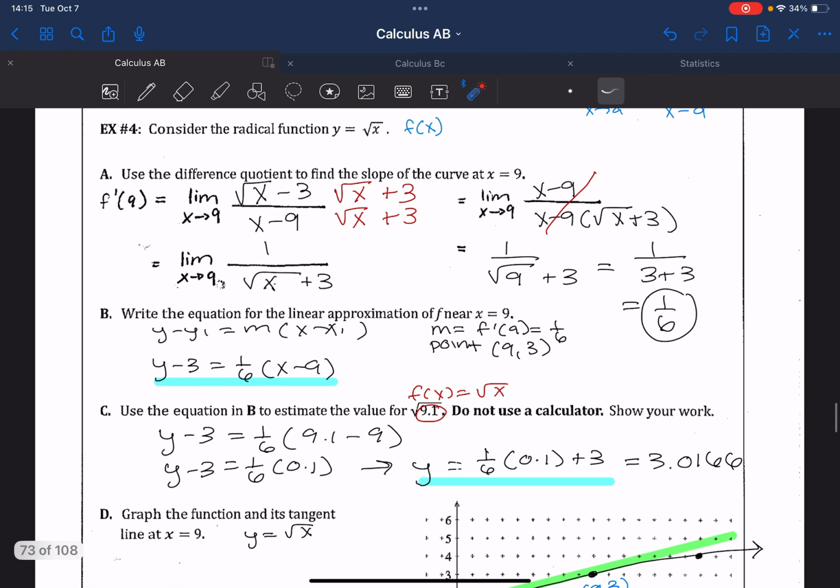Once we find that slope and the point, we can plug it into y minus y1 equals m times x minus x1 to find our linear approximation, or that tangent line.